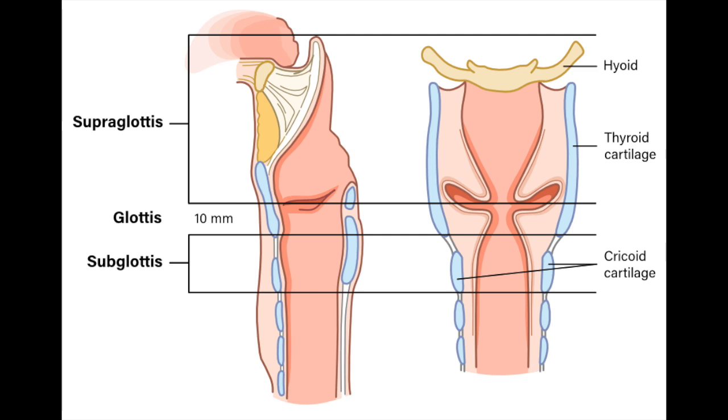All right, moving on to laryngology. Important anatomy to know is the borders of your supraglottis, your glottis, and your subglottis. Know that your supraglottis is the tip of the epiglottis to the laryngeal ventricles. Your glottis is your laryngeal ventricle to 1 centimeter below the true vocal cord. And your subglottis is 1 centimeter below the true vocal cord to the lower border of the cricoid cartilage.